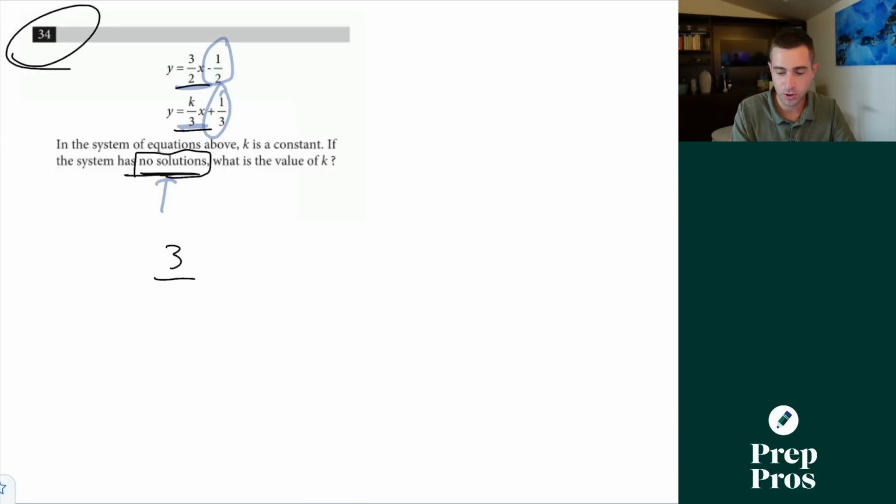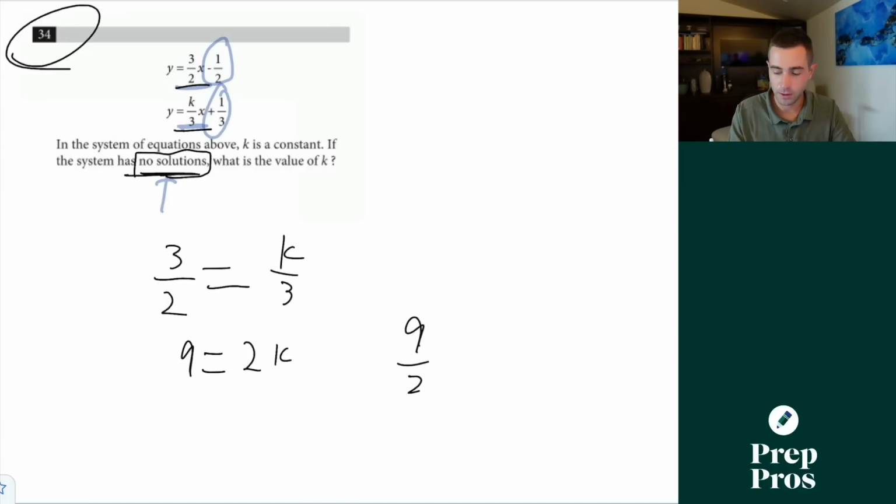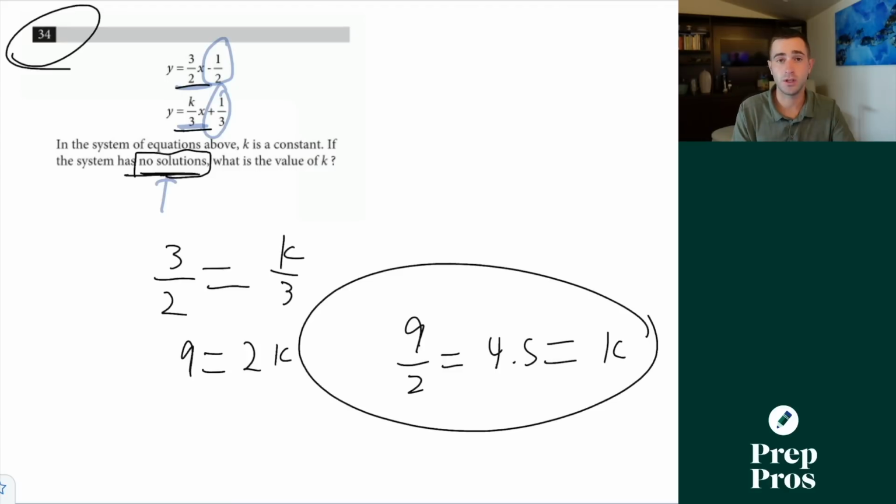So we can solve for k by doing 3 over 2 is equal to k over 3. We can cross multiply, and that gives us that 9 is equal to 2k. Therefore, 9 over 2, which is also the same as 4.5, is equal to k. You just need to know what you're looking for, and you can start to pick these questions up really easily.